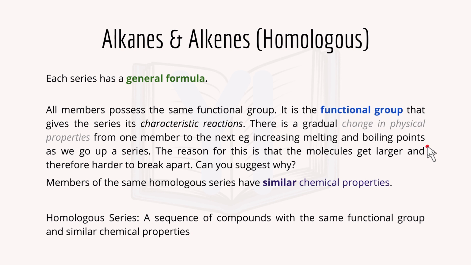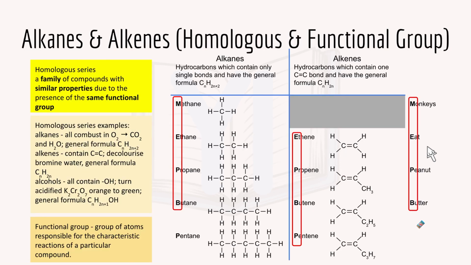And there's a gradual change in physical properties from one member to the next, like increasing melting and boiling points as we go up a series. The reason for this is that molecules get larger and therefore harder to break apart. Can you suggest why? It's because members of the same homologous series have similar chemical properties. A homologous series is a sequence of compounds with the same functional group and similar chemical properties. Then we'll move on to homologous series and functional group. You can have a read. It's basically what I said just now.